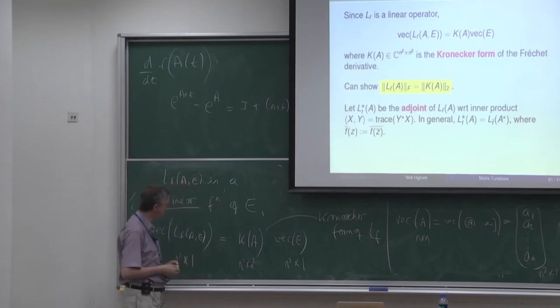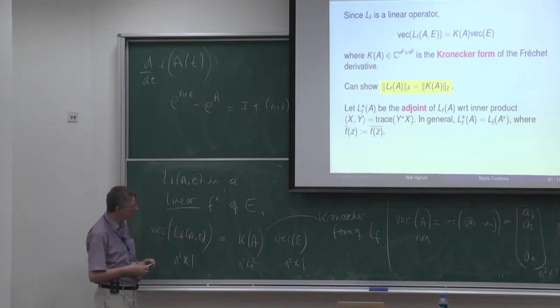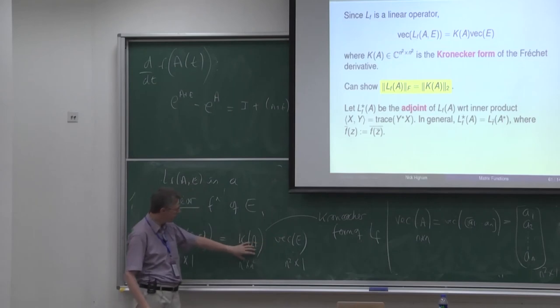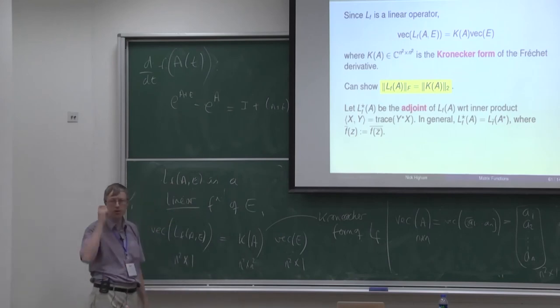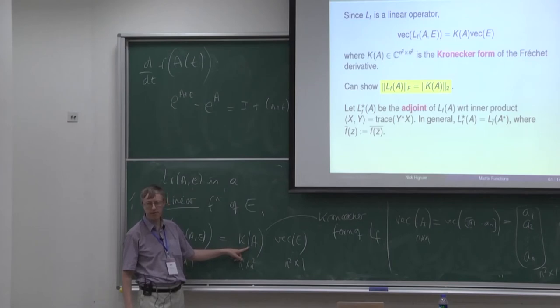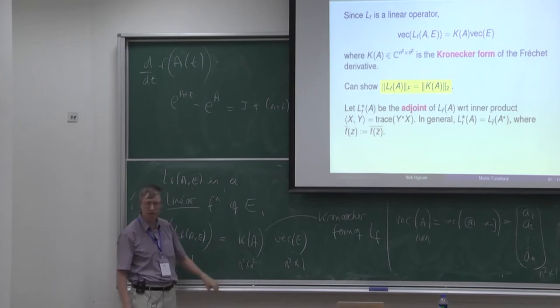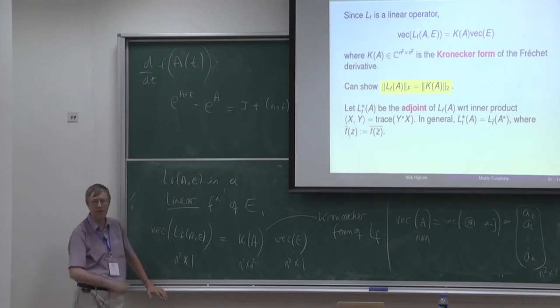So what have we gained by vecking? Well, the point is it's nice to separate out E from this other part. So once we've got E separated out in this way, we can get useful results. Question? Sorry, what is the Kronecker form? Well, this is the Kronecker form, K of A. That's just my definition. I'm just going to call this the Kronecker form. I'm not going to go into Kronecker theory and say this is an example of that. It's just a name for it.